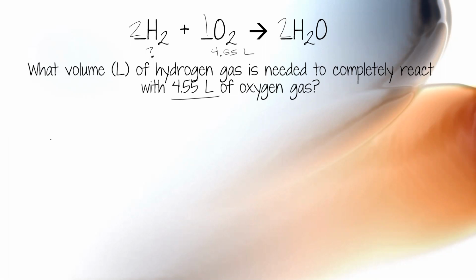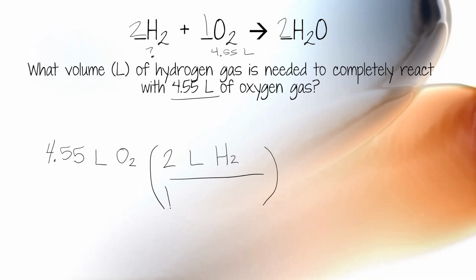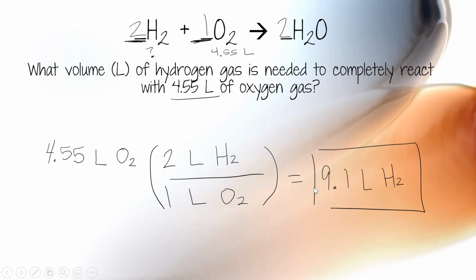So I'm starting with my known amount of oxygen gas, and I am simply multiplying by the volume ratio, which comes from the coefficients of the balanced equation. Unfortunately, if you don't balance it correctly, obviously you're not going to get the right answer. So make sure you're balancing correctly. If you need a refresher on that, let me know. So I take 4.55 liters from the problem times 2, which is my coefficient of my unknown, divided by 1, which is my coefficient of my known. And I get 9.1 liters of H2. Hopefully you did too, or close to that.